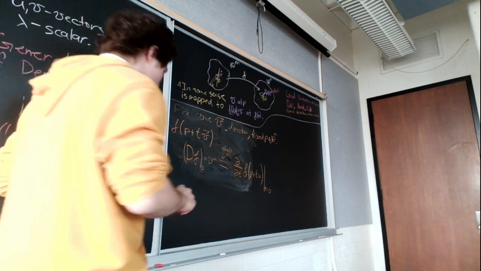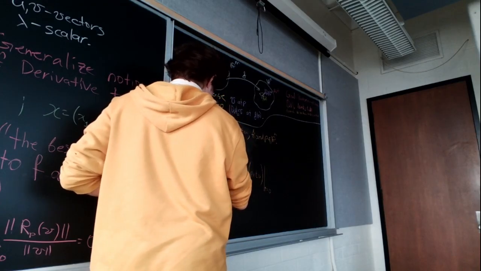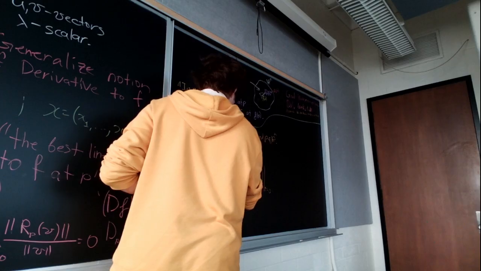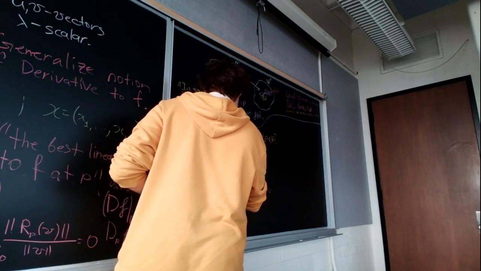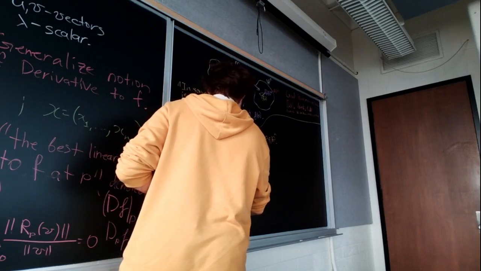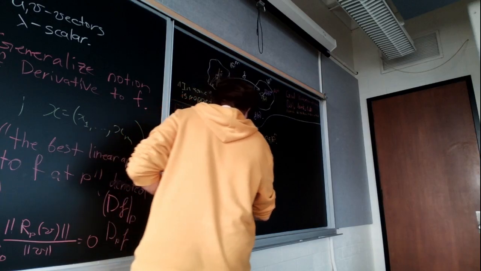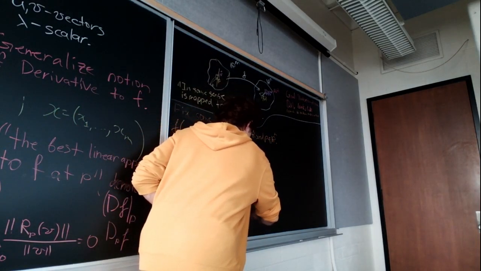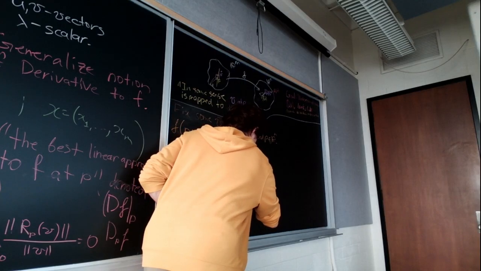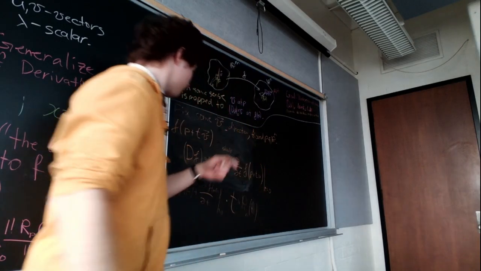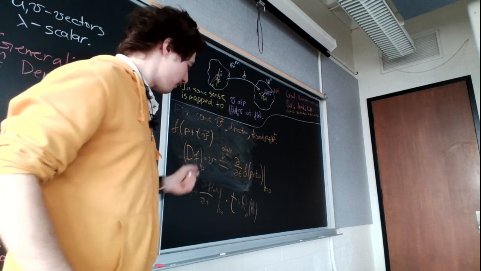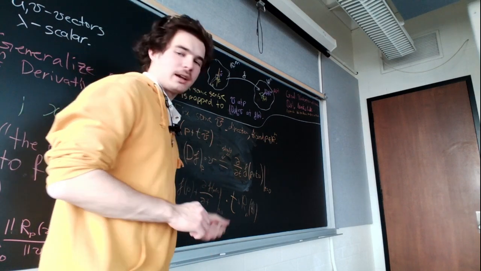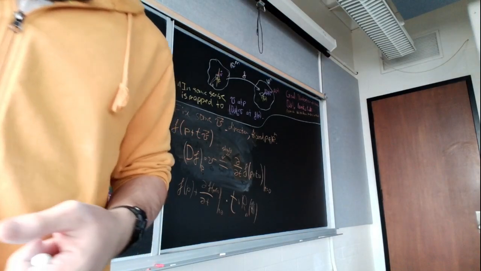Right, because why? In one dimension, this best linear approximation is what? It's f of p plus the partial f partial t at t equals 0 times t, plus some higher order things in t. That's what it was in one dimension, and so I expect this to be very similar.